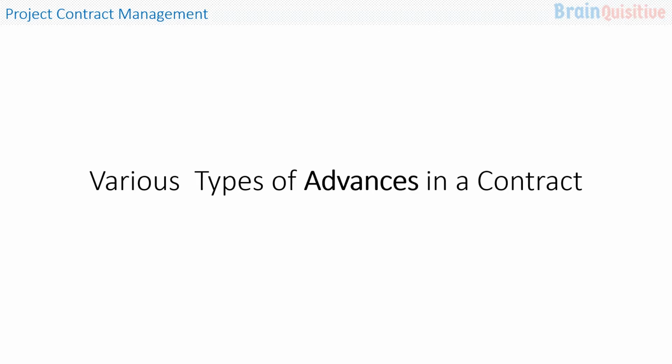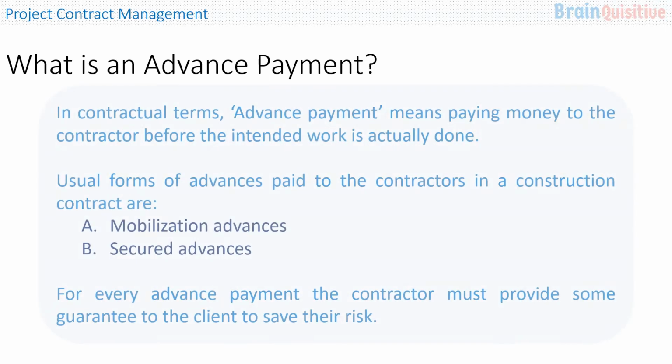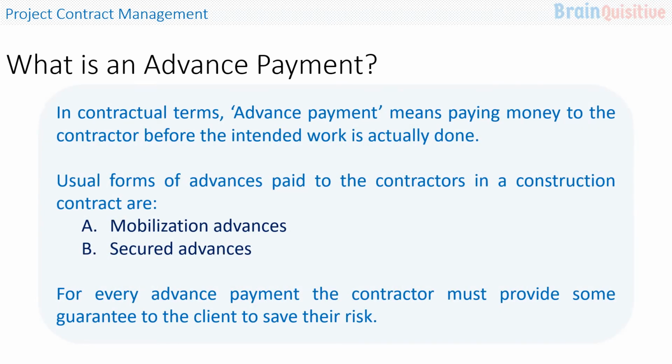In this video, we will learn about various types of advances in a contract. What is an advance payment? In contractual terms, an advance payment means paying money to the contractor before the work is actually done. Usual forms of advances paid to the contractors in a construction project are the mobilization advance and secured advance.